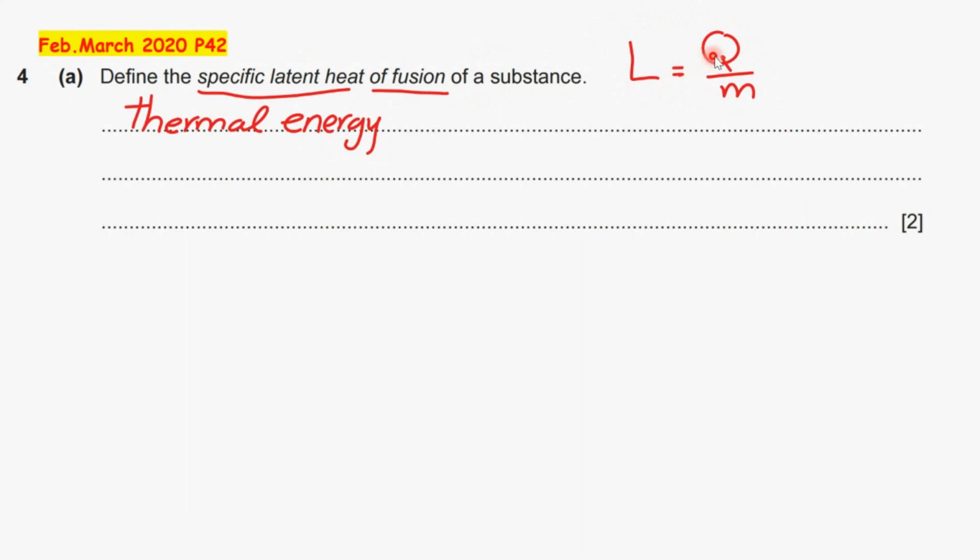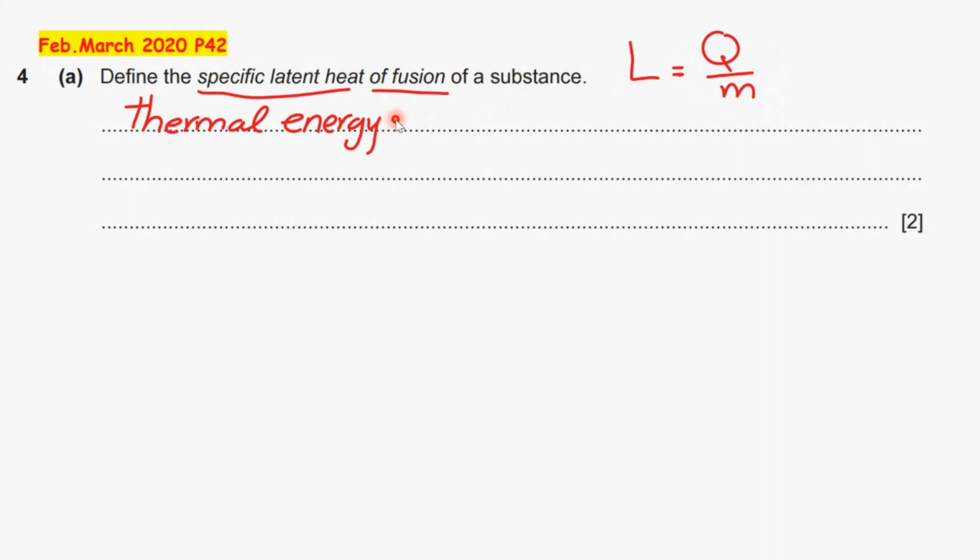It's an energy, and it depends on two quantities: Q, which is thermal energy, and the mass. Keep in mind, this is not the specific heat capacity. The specific latent heat doesn't depend on the change in temperature, so there is no delta T. You can get the latent heat without having a change in temperature. The only change is the state of the matter itself.